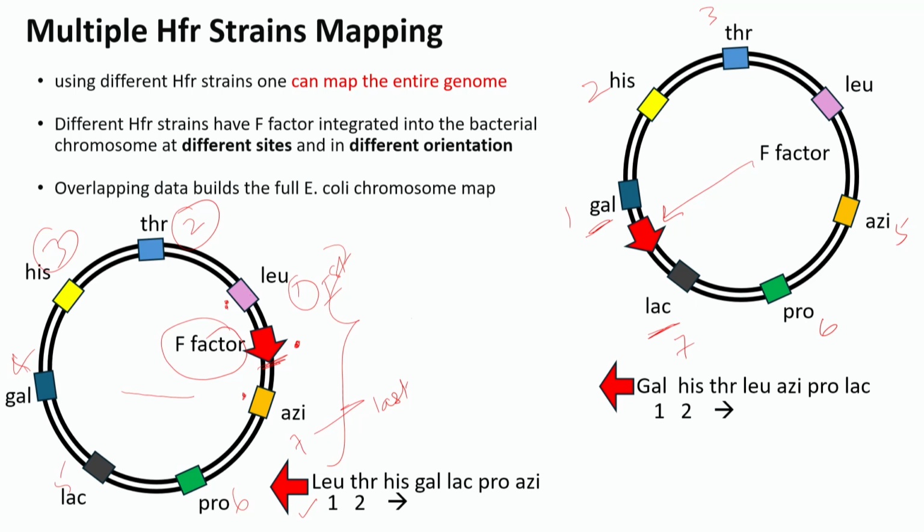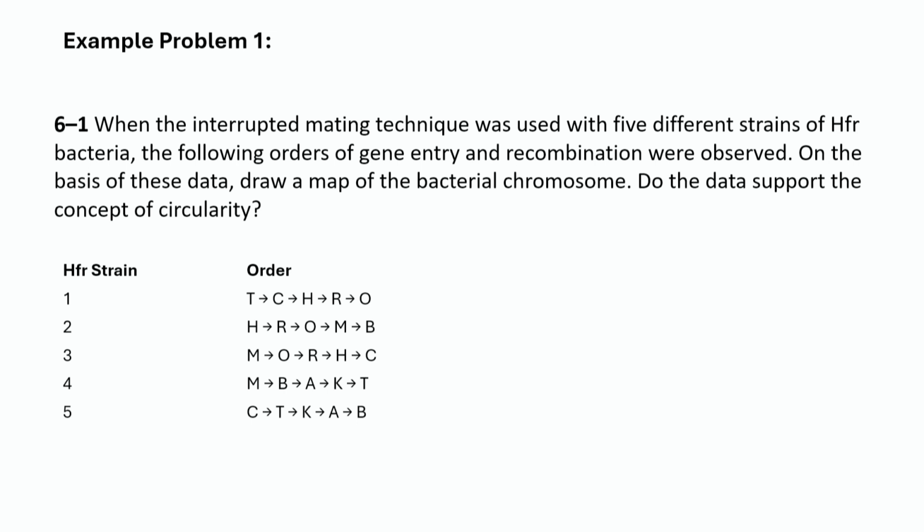So now I said that the direction of transfer is always directional, right? So you can see after leucine, threonine will be transferred, then histidine, then gal. That has a linear order to follow. So now using these two different orders that I have written here, see the same genes, just pay attention, they are exactly the same genes in these two different strains. But the order of gene transfer is different depending on where HFR is placed.